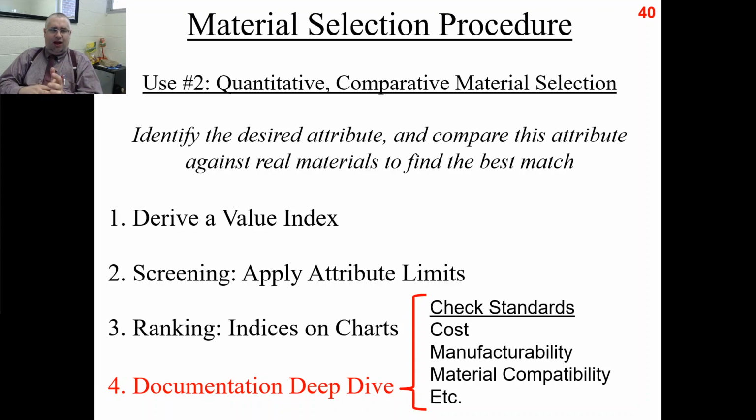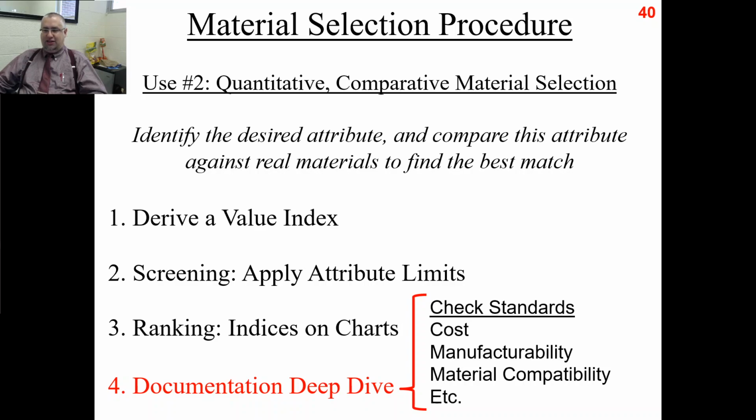this example on how to select the lightest material that can withstand a given force for a member that's in tension, that has a cross-sectional area that we can adjust but a length that we can't. So we've talked about how to derive the value index, how to screen and apply the attributes that come from the customer to eliminate possible choices. We've talked about how to rank order and evaluate using the charts, the various indices to pick some candidate materials.